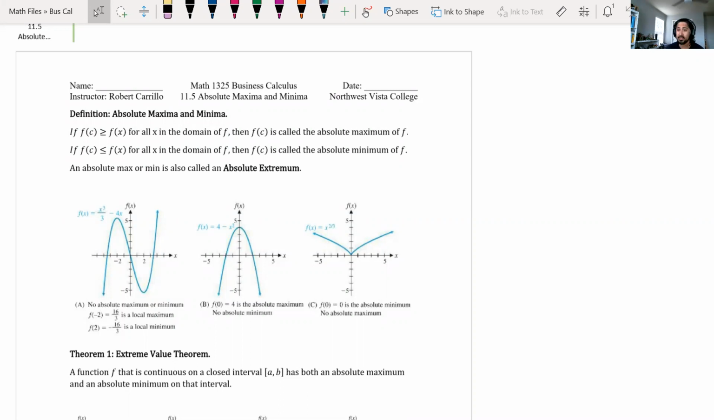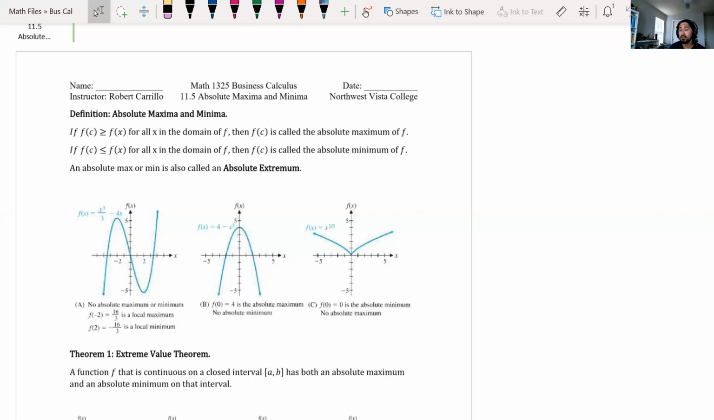So for the first definition, it says if f of c is greater than or equal to f of x, this means that if we have a y value at some x value of c, and this y value is greater than all the y values on the graph for all x in the domain, then f of c is called the absolute maximum of f. It is the absolute highest point on the graph.